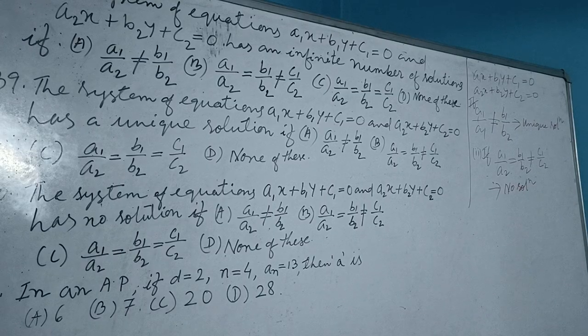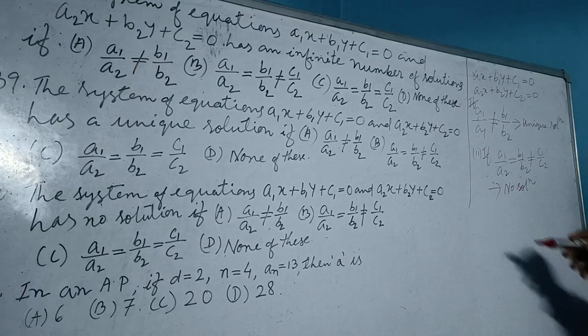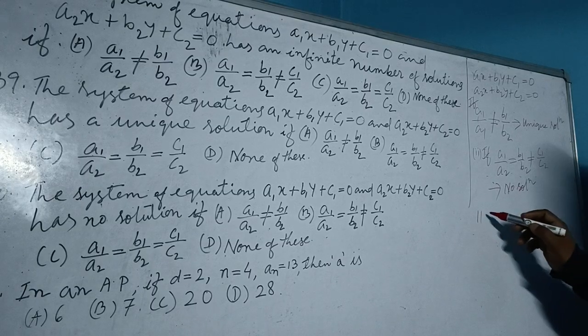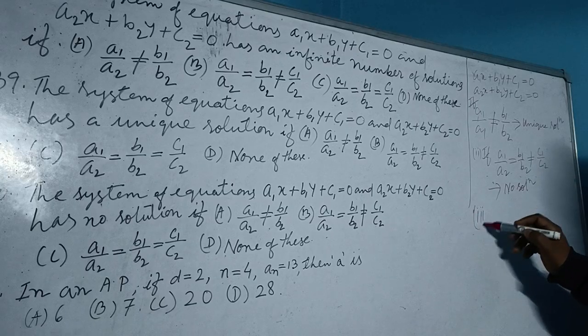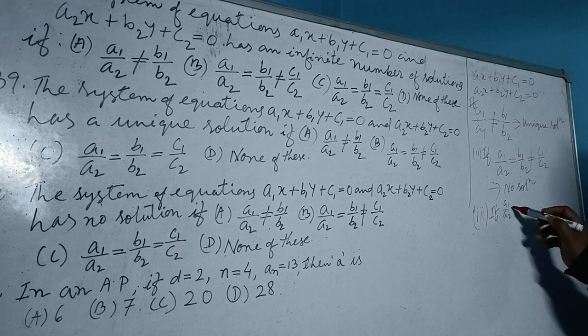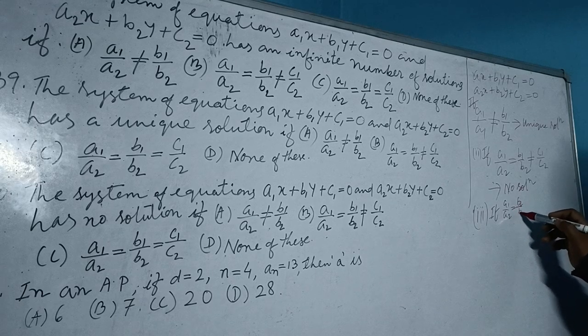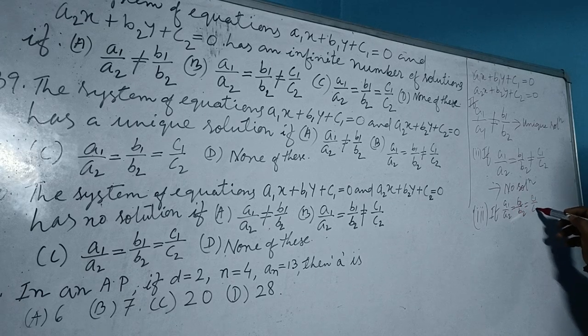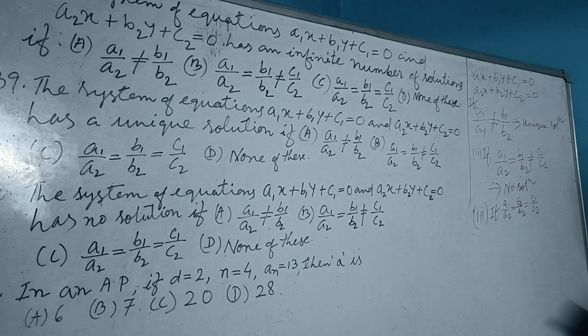Do you remember that? And the third condition: if a1 by a2 is equal to b1 by b2 is equal to c1 by c2, that means all the ratios are equal, then you will get an infinite number of solutions. So algebraically you have to remember these 3 points so that you can answer any question.